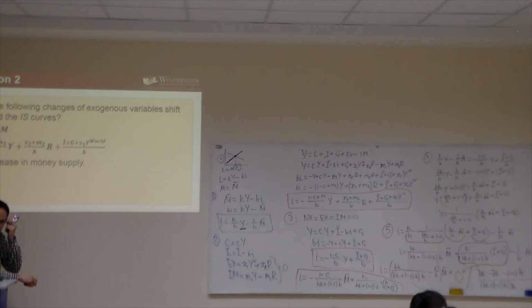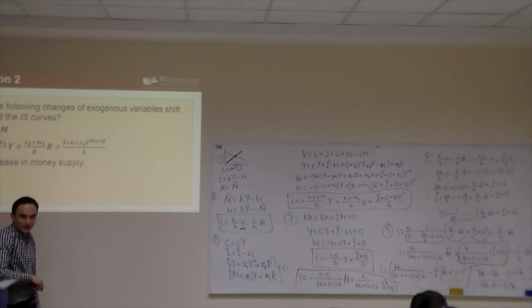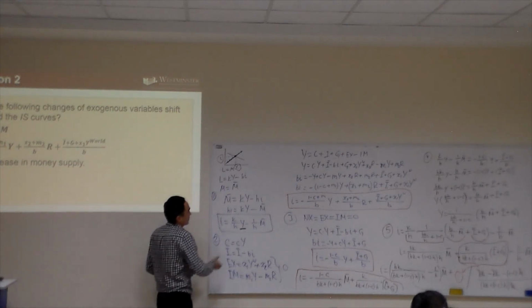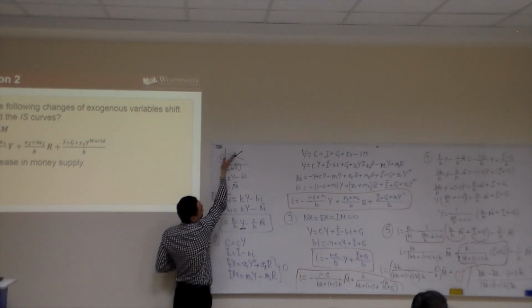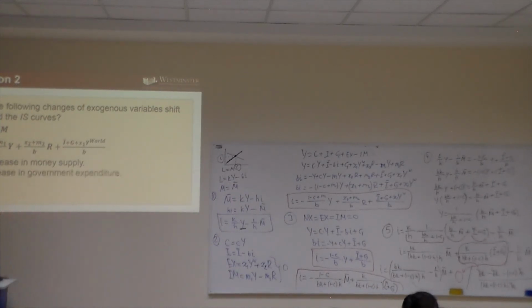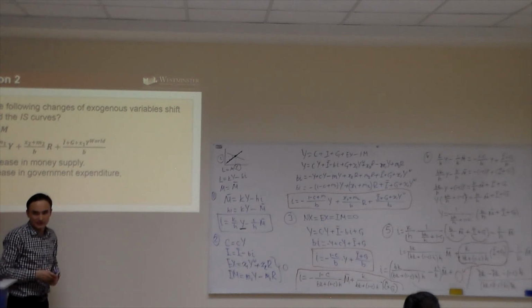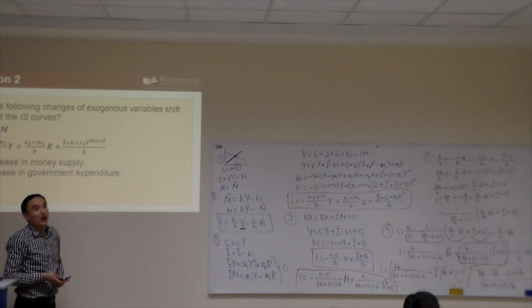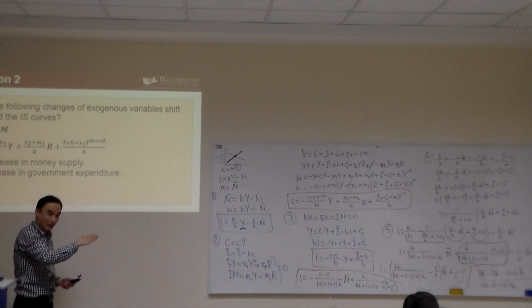If money supply increases, how does it affect the LM curve? Money supply is increasing. How does it affect? The LM curve is going to shift to the right, downward, yes? Okay. What if government expenditure is decreasing? If government expenditure decreases, the IS curve is shifting to the left, downward, yes?